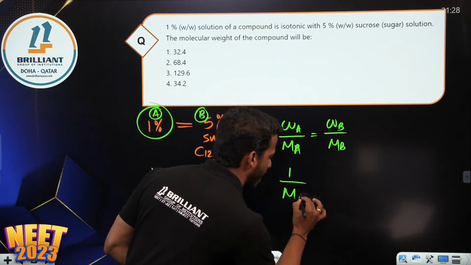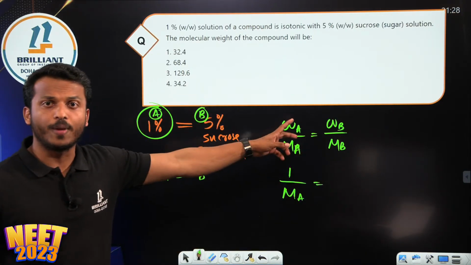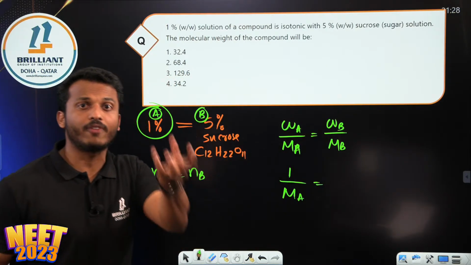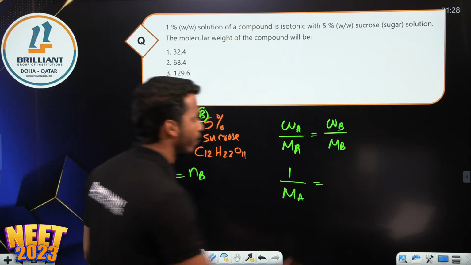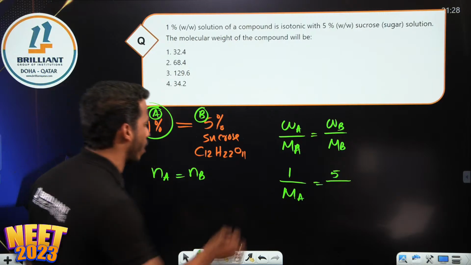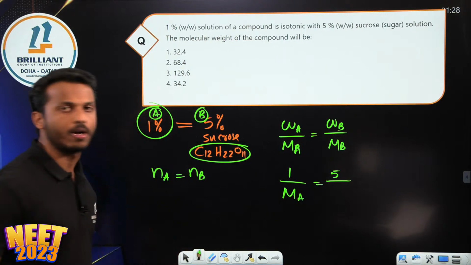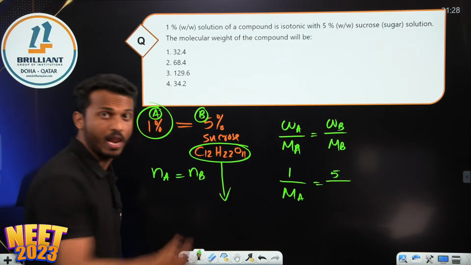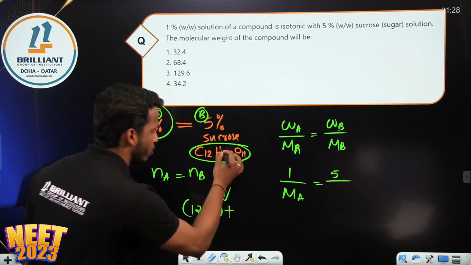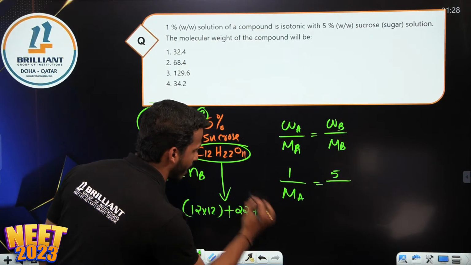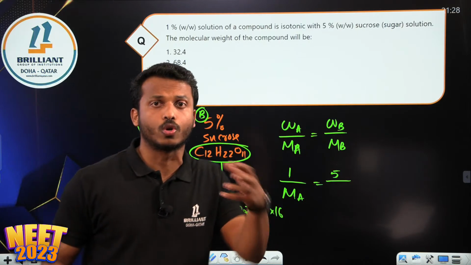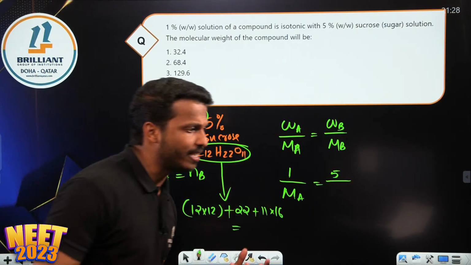Let us take MA equal to. What is WB? Weight of solute of the second. 5% means 5 gram. So 5 divided by, what is the molecular mass of sucrose? Tell me, dear all. Can you tell me? C12, 12 carbons, right? So 12 into 12 plus 22 hydrogen, so 22, plus 11 into 16. You studied that many times. What is the mass of sucrose?